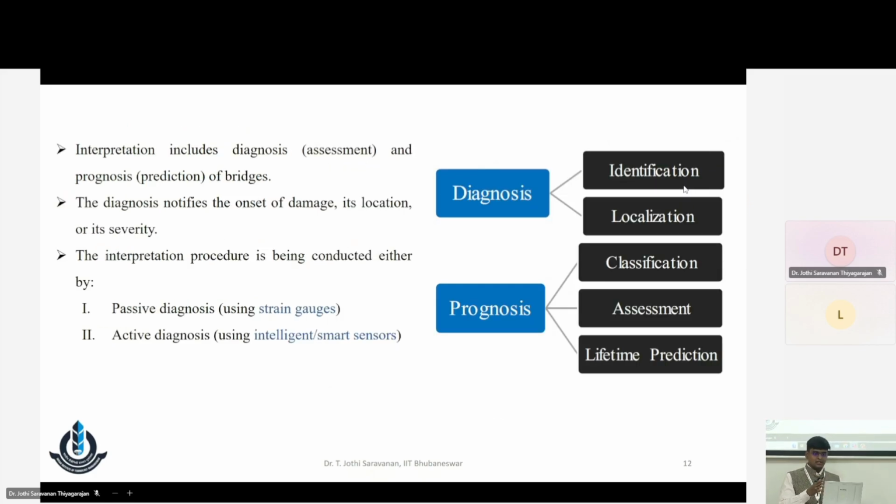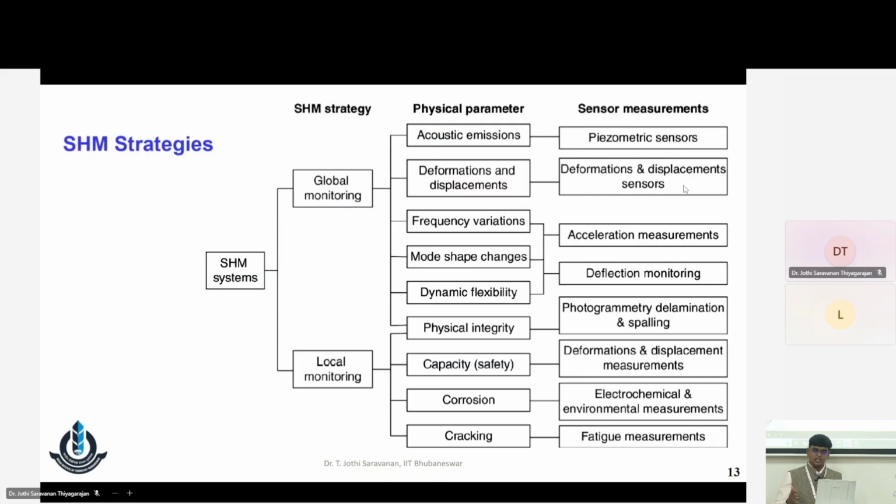Anyway, this is again the same thing, how we could interpret the procedures, okay. If it is passive diagnosis, you have strain gauges, which are going to collect the data. If it is going to be active, then you are going to use some smart sensors where it is going to have real time monitoring. For example, you can have some IoT based systems which collect and transfer the data to a cloud, and you would be able to see in real time what is happening at my site, okay. Those are some of the advancements that happened in the past 5 years, or let us say 10 years max.